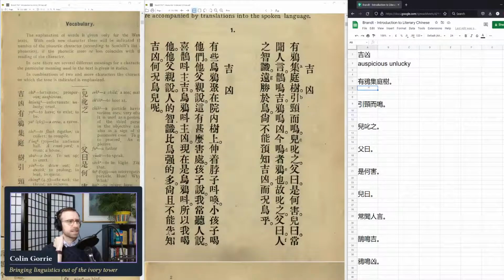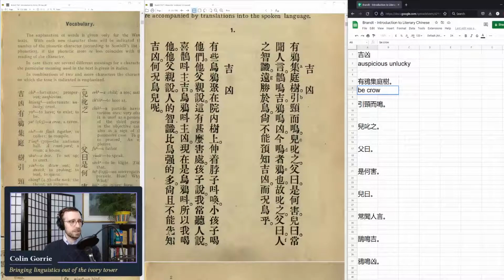Okay, what's the next sentence? We have You ya ji ting shu. My interpretation of Wade-Giles is very tenuous, but it's mostly one-to-one with pinyin. So we have here a verb, to have, to exist, to be. So let's just say be. Crow, ya.